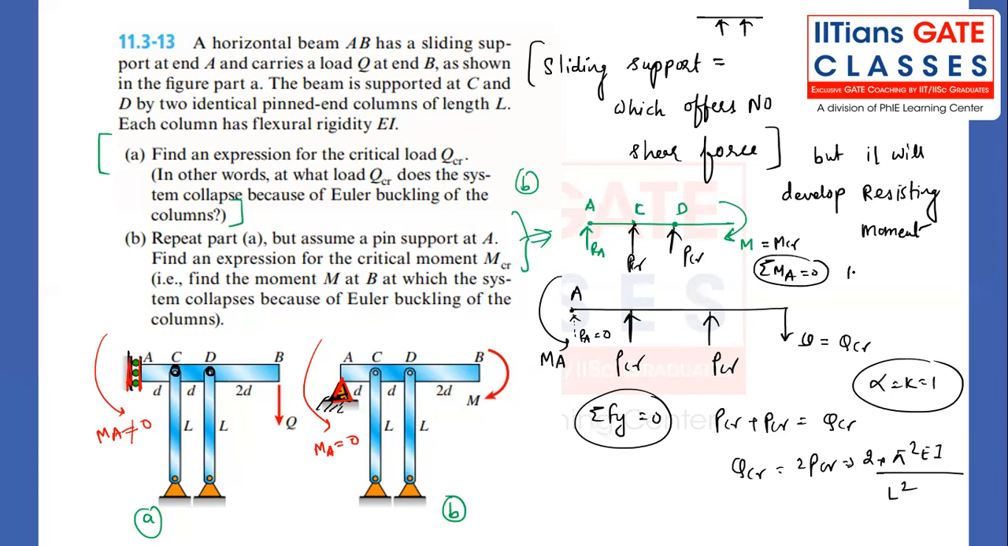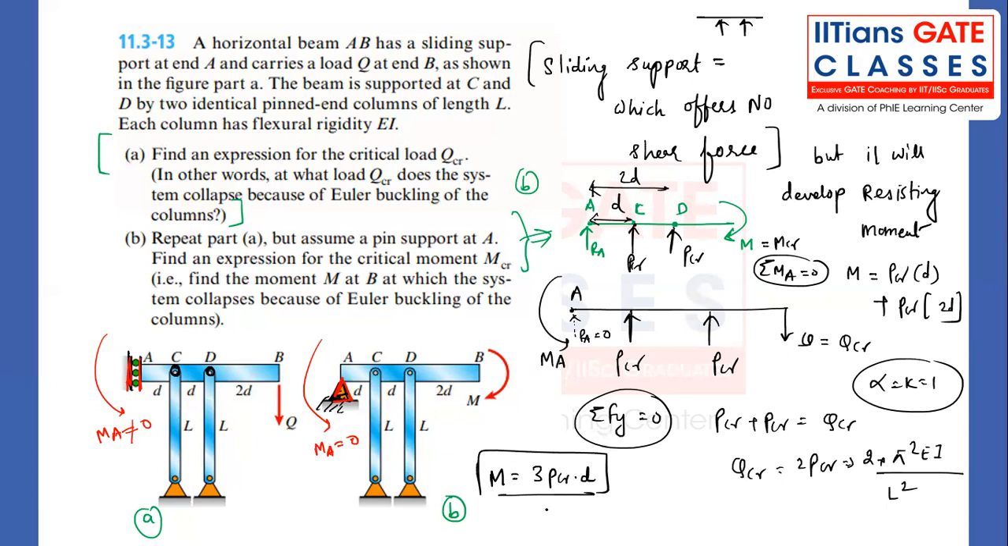Now take the summation of moment about point A to be 0. Then what are we observing? M is equal to PCR times this distance, which is D, plus PCR times this particular distance, which is 2D. So what is the value of M? 3 PCR into D. And if somebody wants the final answer, 3 into D into pi square EI divided by L square.